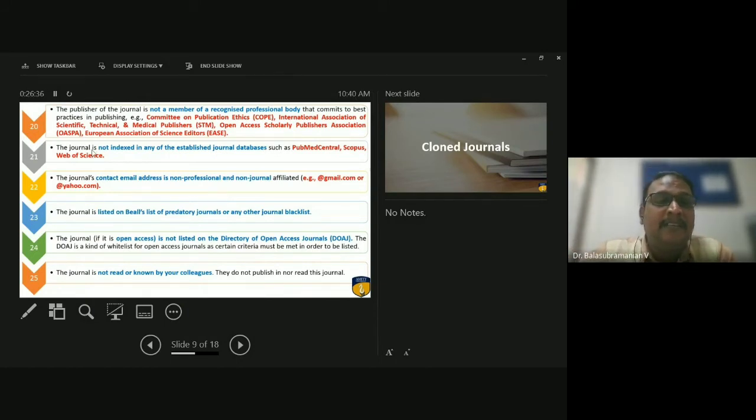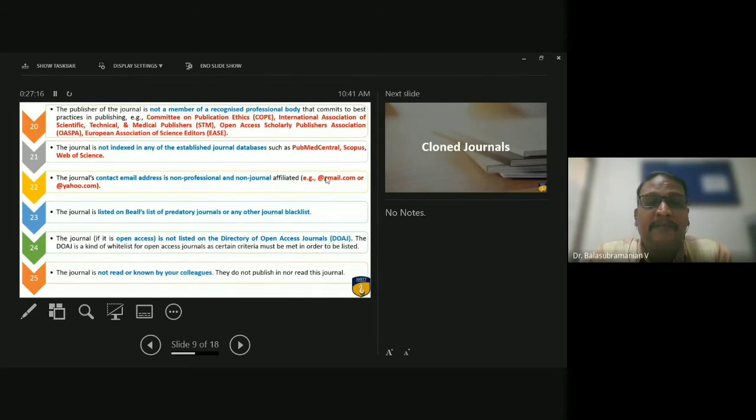And here you can see the journal is not indexed in any database. You can see the standard databases: PubMed Central, Scopus, and Web of Science. It must be included there, then only can you go for publication in that particular journal. Otherwise it will be a predatory or cloned journal. You have to search on the website. I will tell you in the coming slides, or show you practically on the website, how you can find out easily.